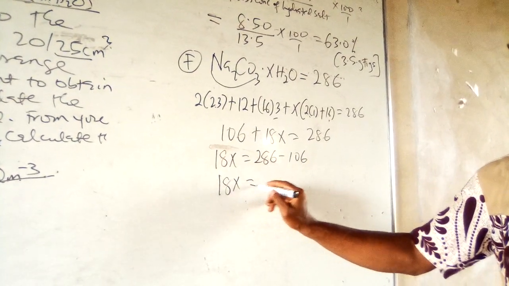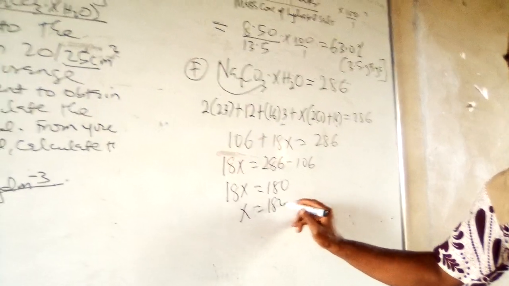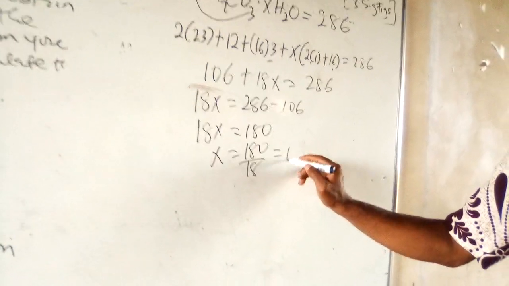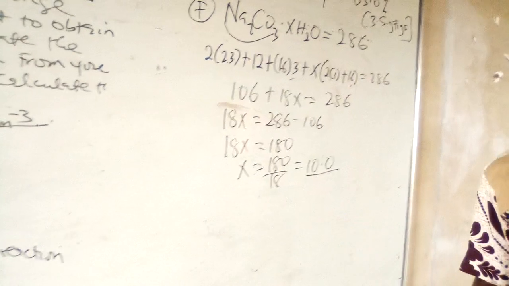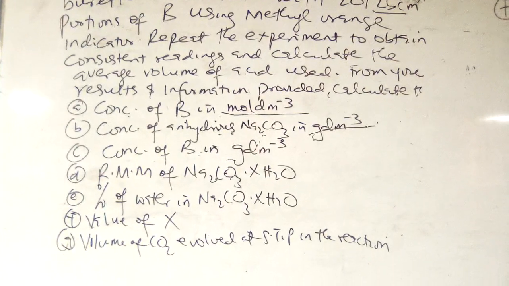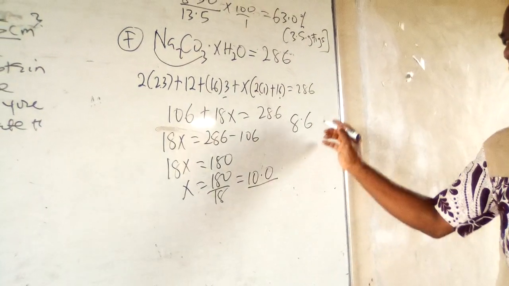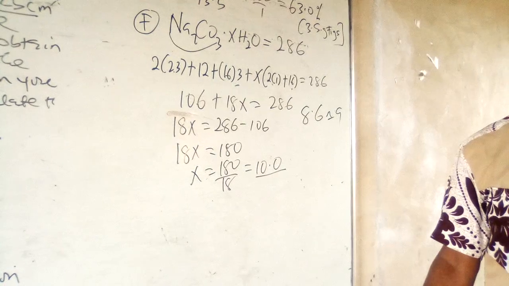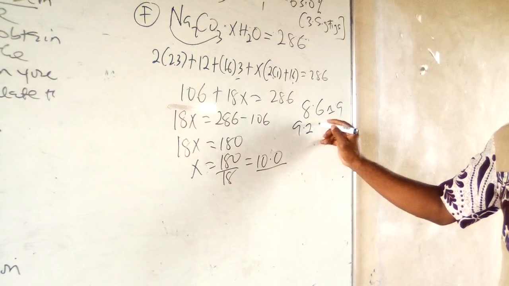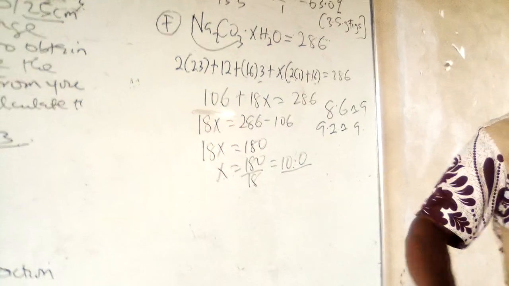18X gives you 180. X gives you 180 over what? 18. That gives us 10.0 up to 3 significant figures. The value of X must be a whole number. Assuming you got 8.6, the answer will become approximately 9. You got 9.2, it becomes 9. So you have to approximate to the nearest whole number if your answer is not a whole number.